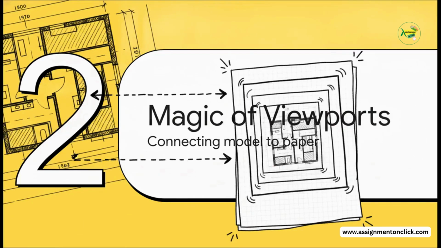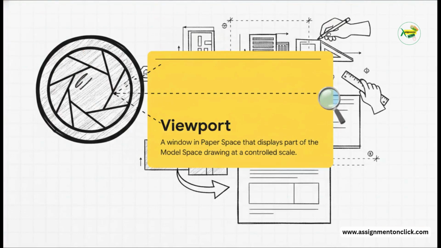Part 2, the magic of viewports. So let's see how this all comes together when we connect that full-size, 1-to-1 model to our physical piece of paper using viewports. What exactly is a viewport? Honestly, the best way to think about it is like a camera lens. Imagine you're standing in paper space holding a camera, and you're zooming in on specific parts of your massive model space to snap a beautifully framed photo for your final sheet.